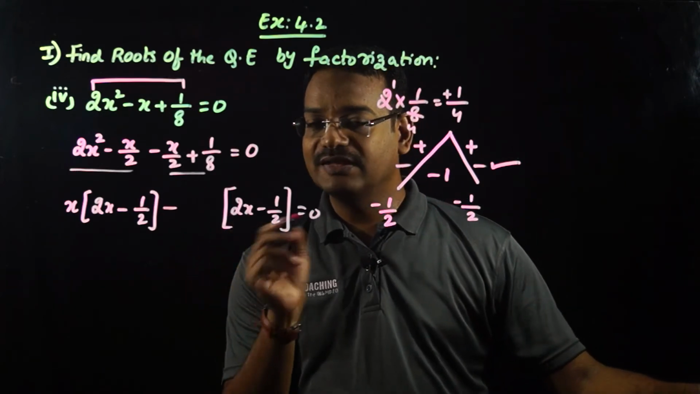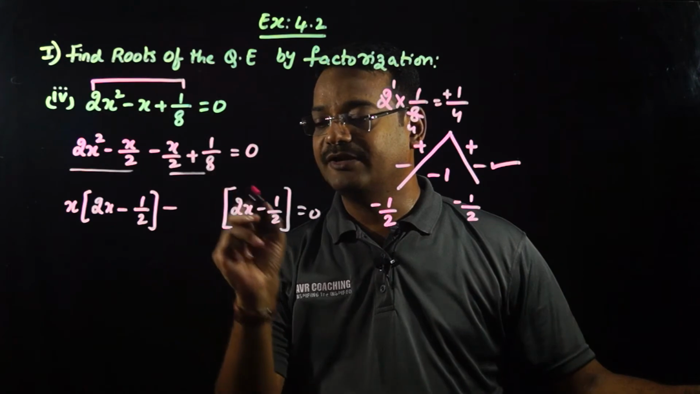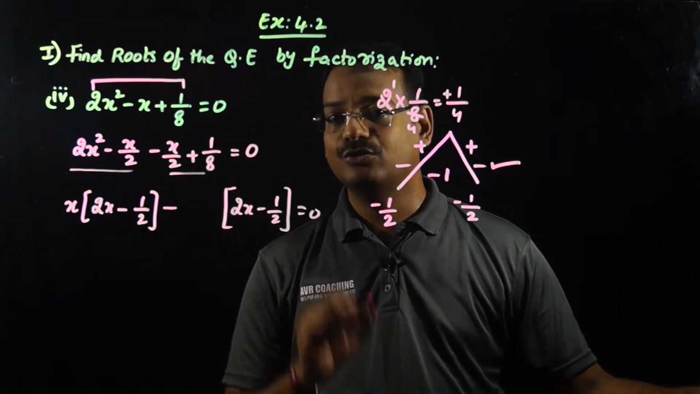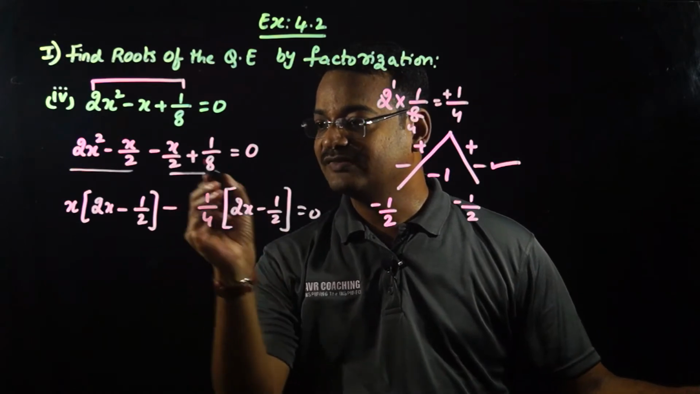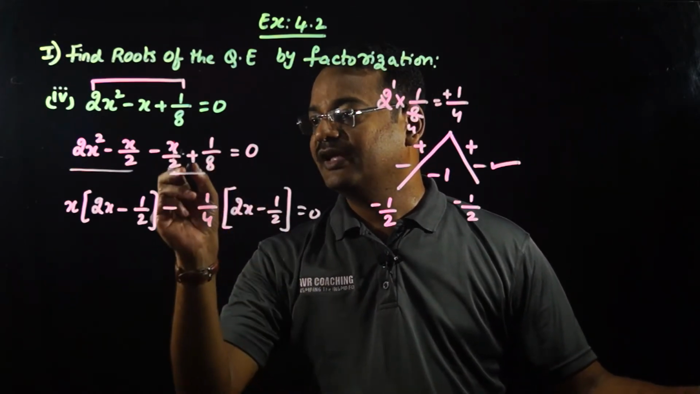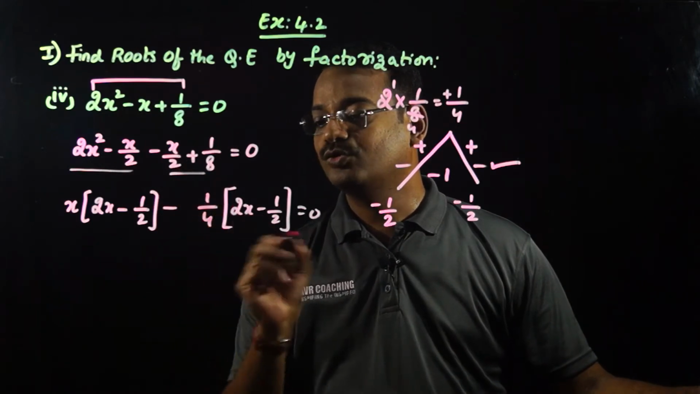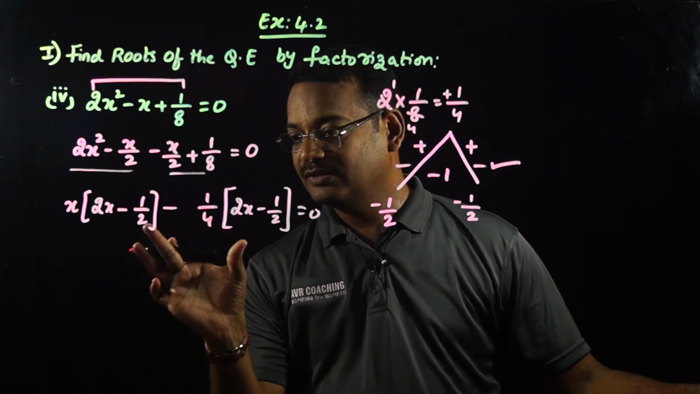So we'll go for the second term. This is 1 by 2 and here we get 1 by 8. To get 1 by 8, 1 by 2 should be multiplied with 1 by 4. This is minus into minus plus. 1 by 4 into 1 by 2, this is 1 by 8. 1 by 4 into 2x is x by 2. So we are done with the separation.